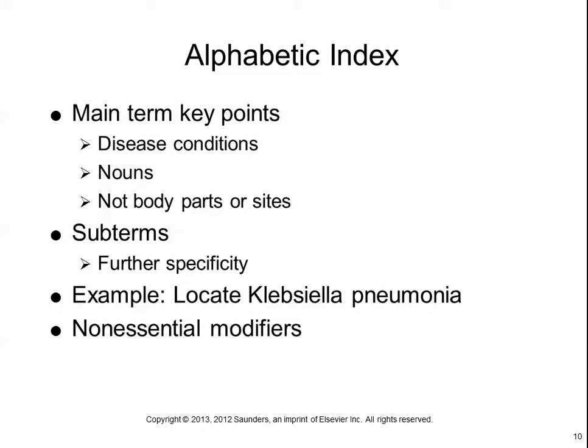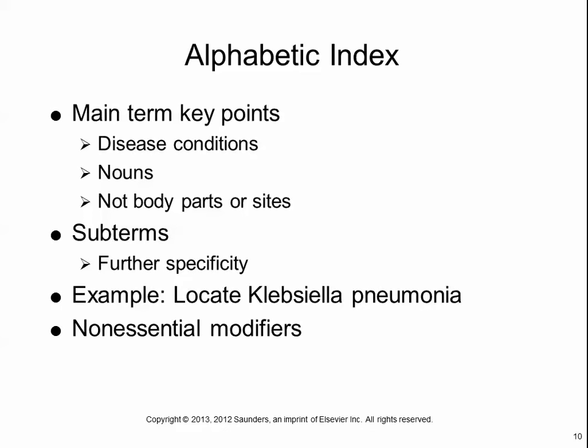All right. Now, the main term is usually identified by a disease condition or a noun. It's not a body part. It's not a site. So it's a disease. It's the name of a disease. It is a disease that's named after someone, Alzheimer's. It'll be a noun. It will not be arm, leg, lung. It will not be that. Okay? Your subterms are going to give you further specificity.